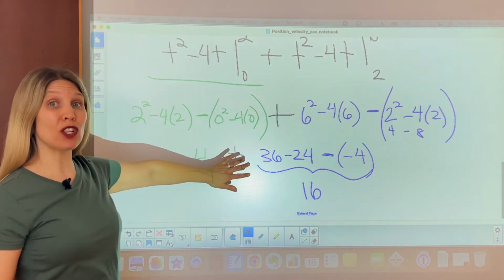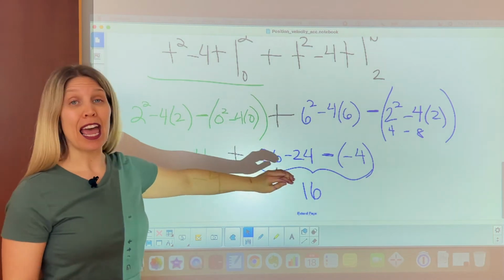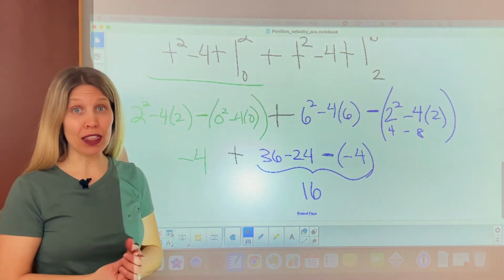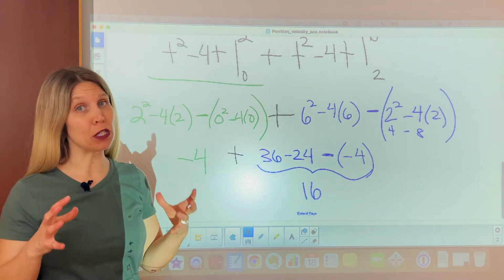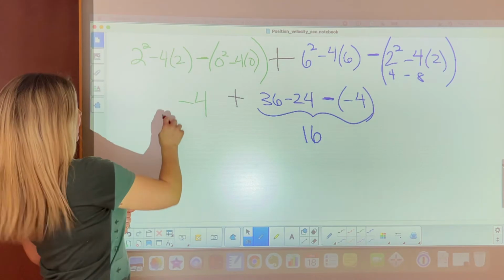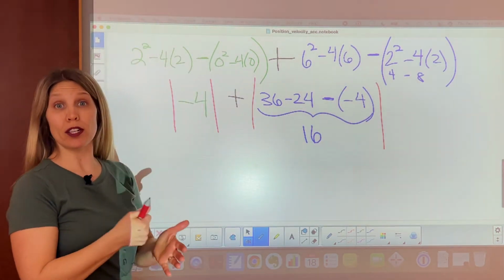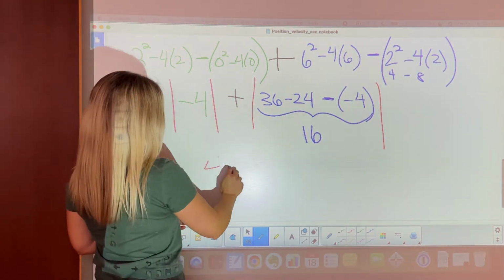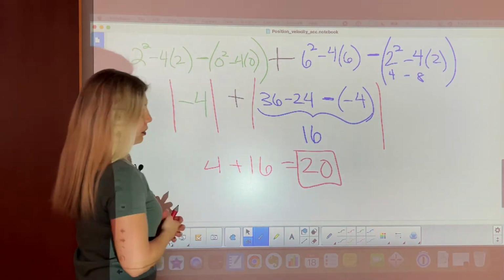So we need to know that this one moved 4 units, and that one moved 16 units. So together, they moved 20 units. So your total distance would be 20. So basically, it's like saying these are absolute values because you want total distance. You don't care what direction you're going. So this would be 4 plus 16, which would give you 20 units.